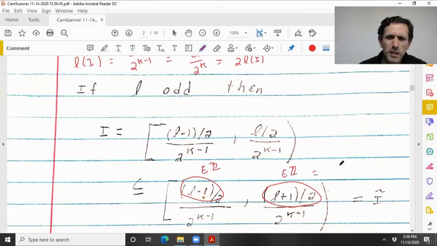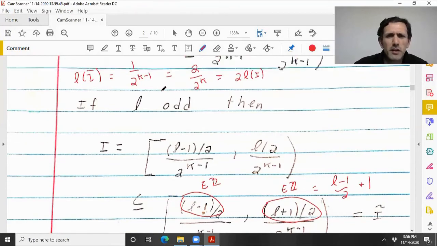Okay, and of course this equals (L minus 1)/2 plus 1. So we're really adding 1 to this integer. So this is a dyadic interval. It's an integer, integer plus 1. Well, I think it's really integer minus 1, integer, same thing. And again, same analysis here. The length of I tilde is 2 times the length of I.